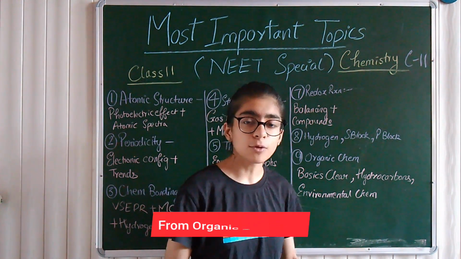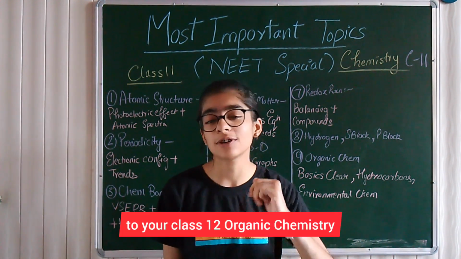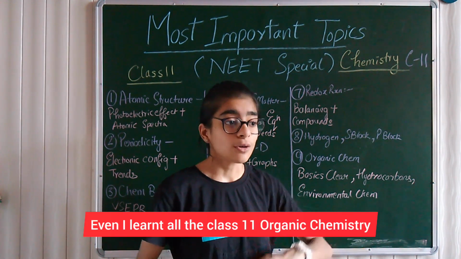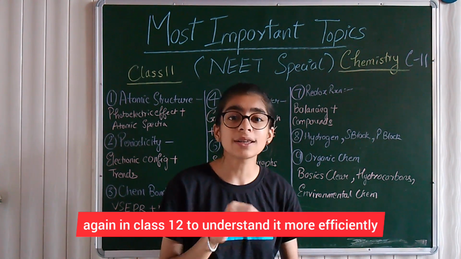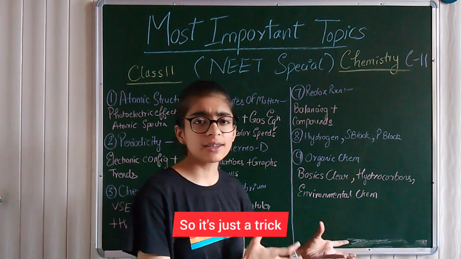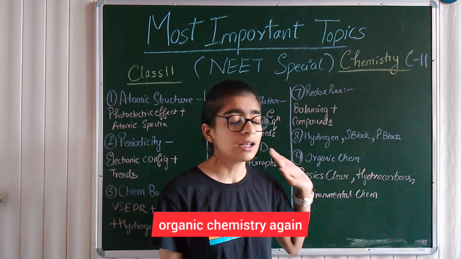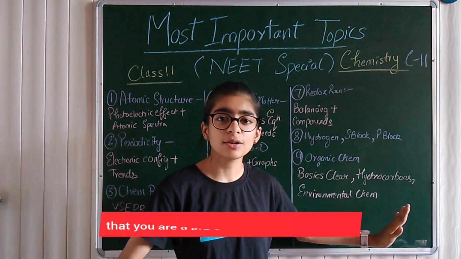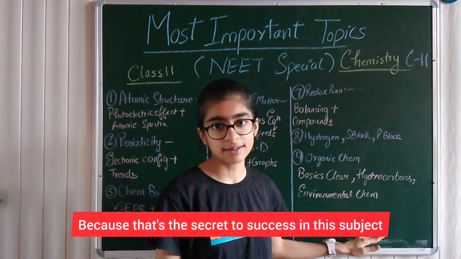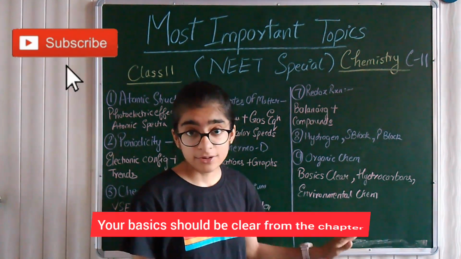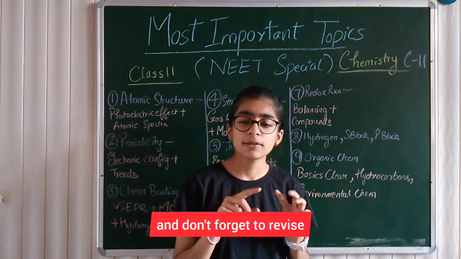From organic chemistry, whatever you learn in Class 11 is a base for your Class 12 organic chemistry. Even I learned all the Class 11 organic chemistry again in Class 12 to understand it more efficiently. So it's a trick and tip for you to learn the whole 11th class organic chemistry again and again, repeatedly, so that you are a pro at it in Class 12 also, because that's the secret to success in this subject. Your basics should be clear from the chapter Some Basic Concepts.